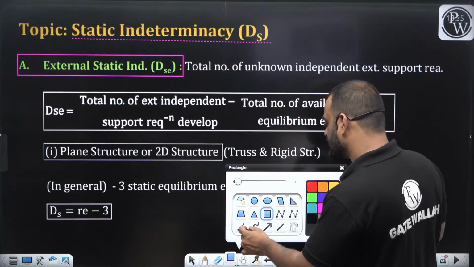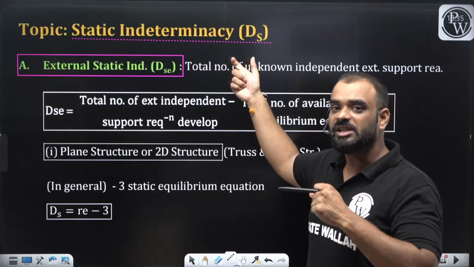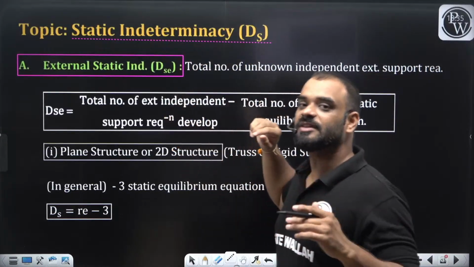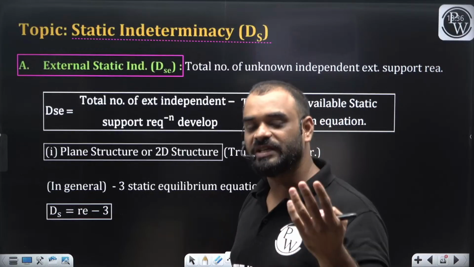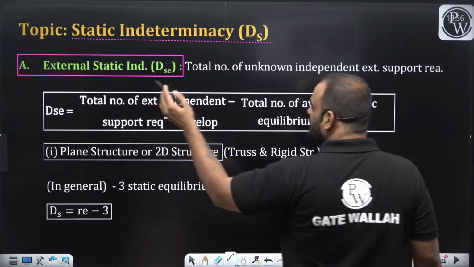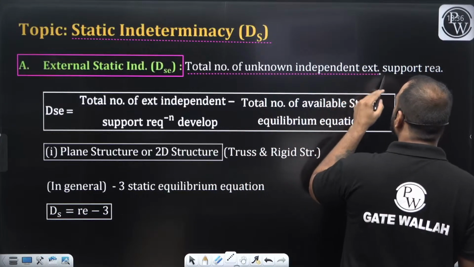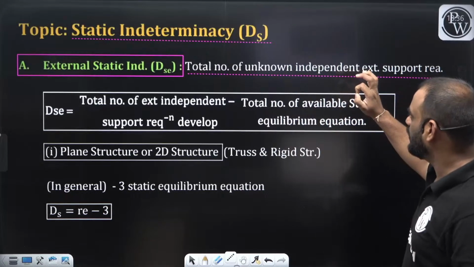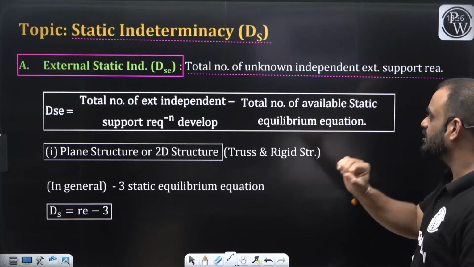But before that, just read this particular statement, because this statement will generate the formula. You need to remember this statement only, not the formula, because sometimes you may find the formula also getting changed. Why it is so, we'll discuss in the example so that you can understand. External static indeterminacy is the total number of unknown independent external support reactions.